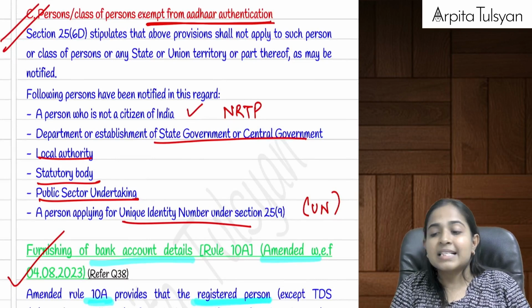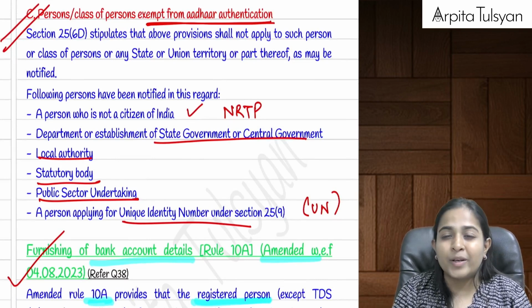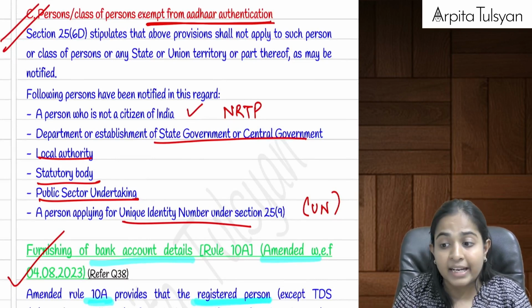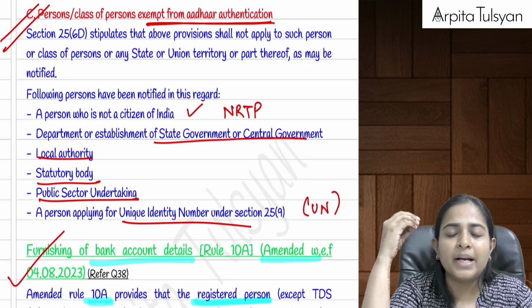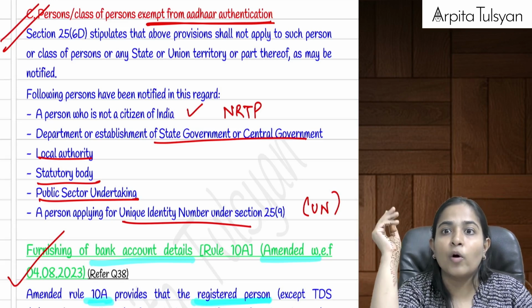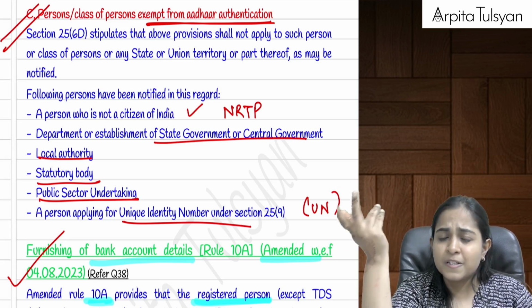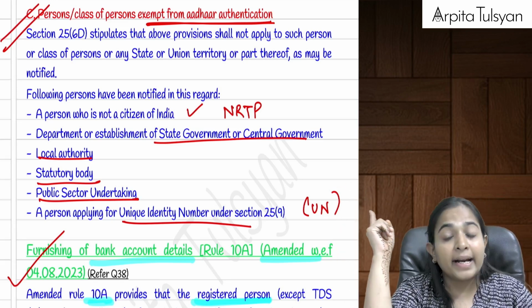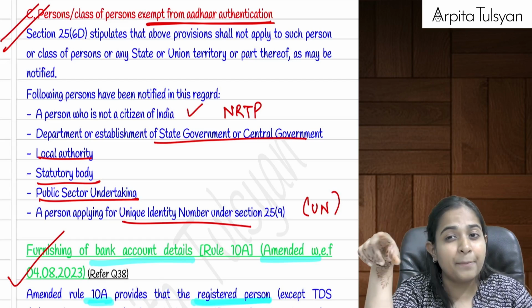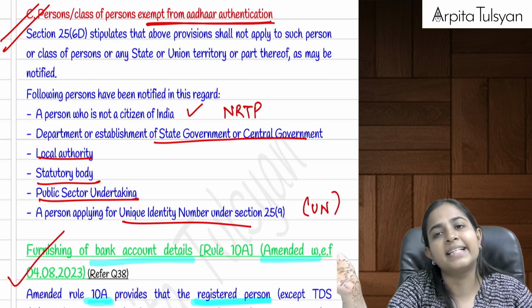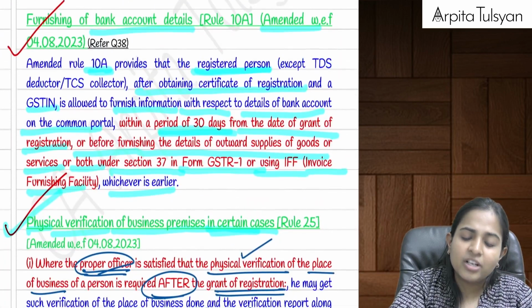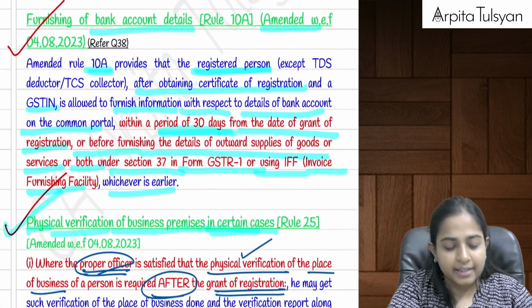Right? Now, there are some persons who are not required to take Aadhaar. Example, NRTP, such a person. Then central government departments, state government departments, local authorities, municipal corporations, PSUs, etc., United Nations, foreign embassies, UIN persons, they are not required to have Aadhaar. If they are not required to have Aadhaar, they are exempted from the Aadhaar authentication also. Very clear with this? Yes.